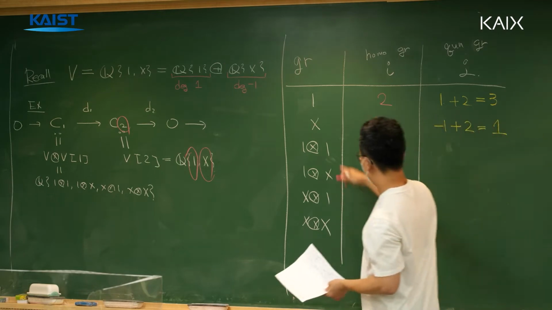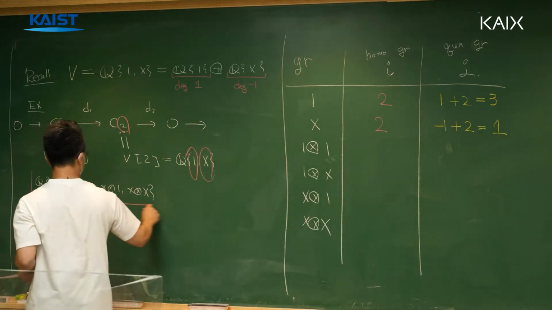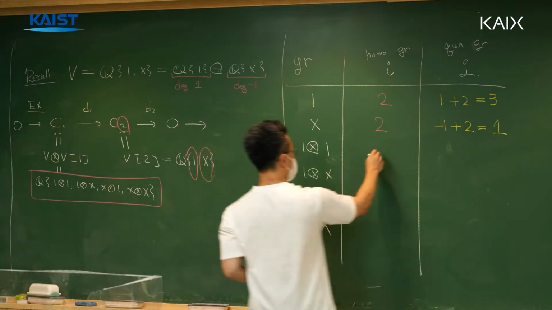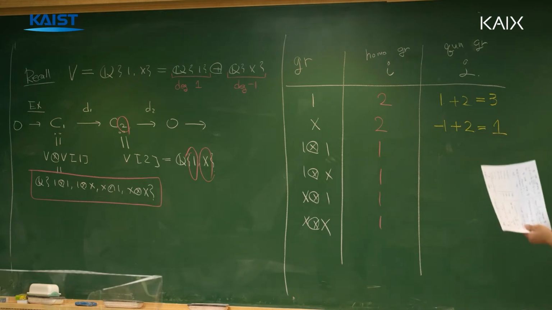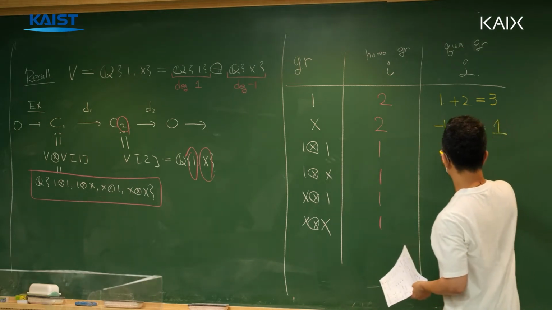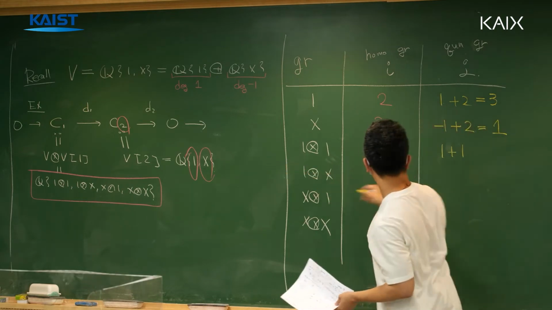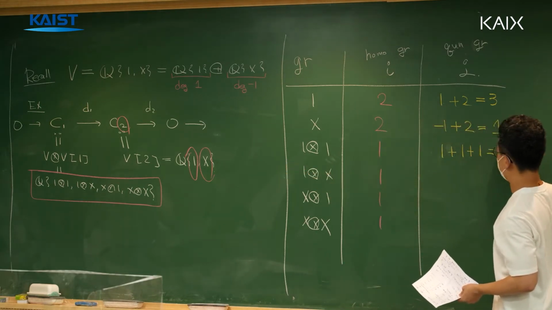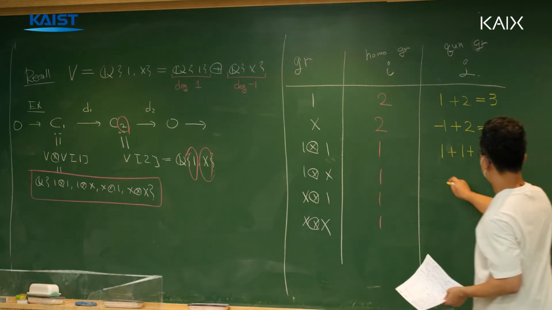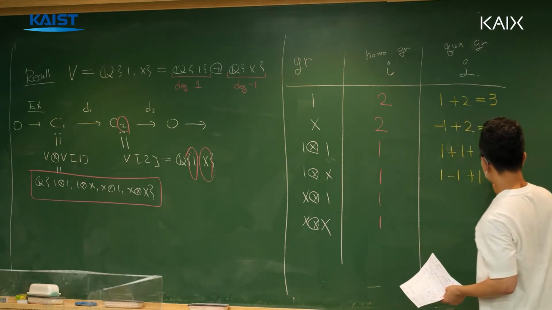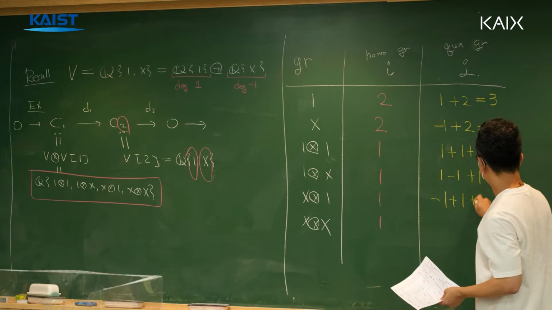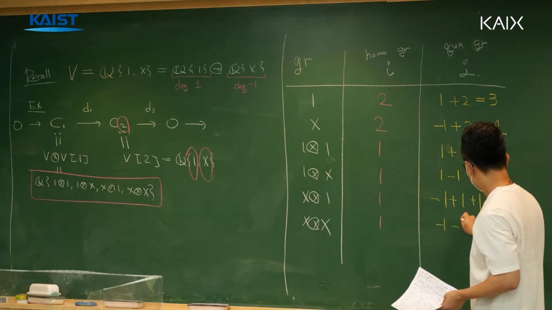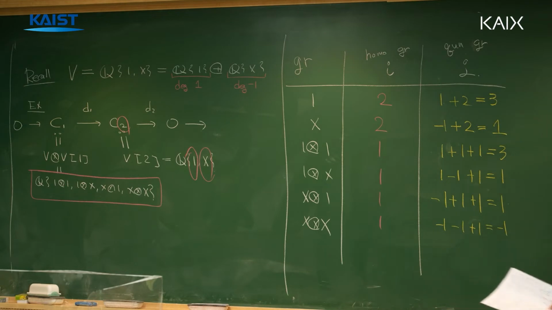So 1 tensor 1 and all of these guys, they are in C1. So they have homological grading 1. For the quantum grading, for 1 tensor 1, we will be adding grading 1, so 1 plus 1. But we have the shift by 1, so I have 1, which is equal to 3. For 1 tensor x, I have 1 minus 1, but shift by 1, so this is equal to 1. I have minus 1 plus 1 plus 1, which is 1. And minus 1 plus 1, which is minus 1. So these are the gradings.